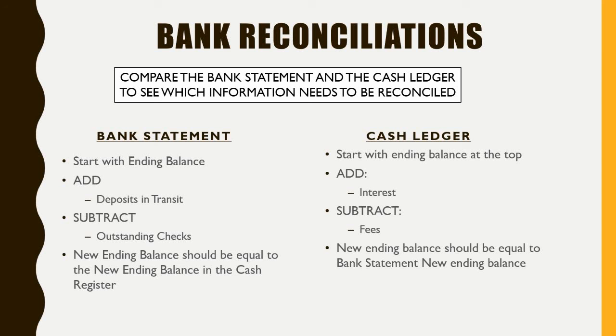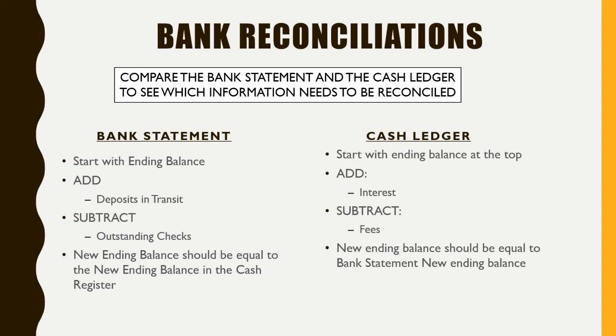We're going to start out with your original ending balance in your bank account. And what you're going to do is add any money that is in transit, so deposits in transit, and then you're going to subtract out any outstanding checks that have not cleared yet. Okay? And therefore, you should get an adjusted ending balance.